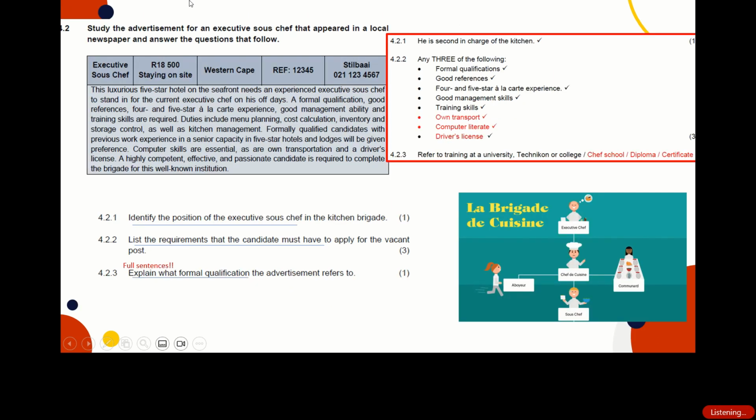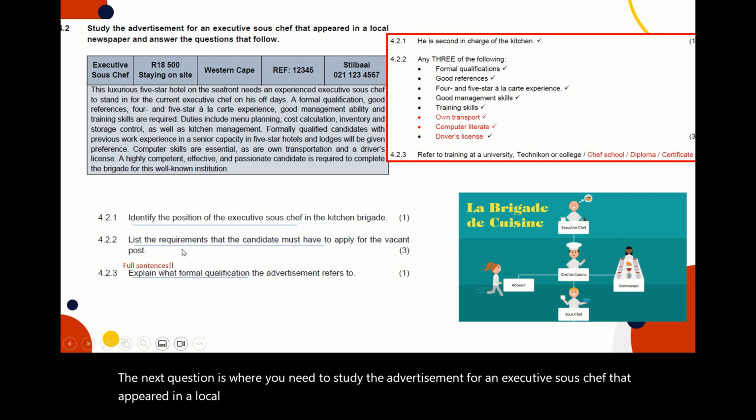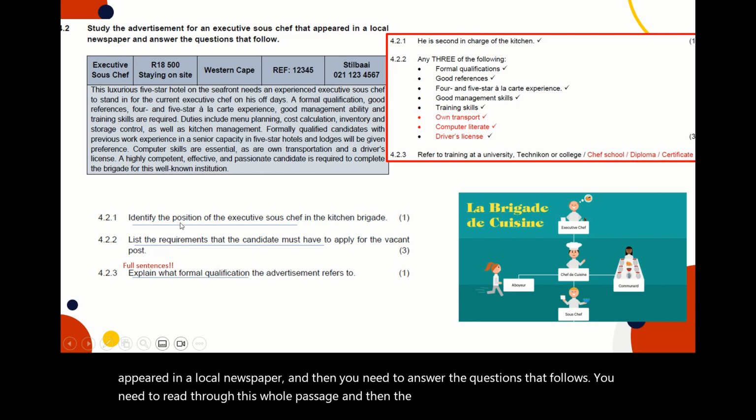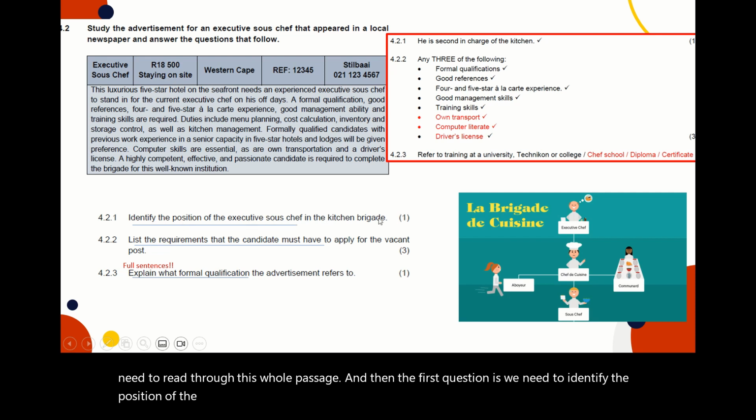The next question is where you need to study the advertisement for an executive sous chef that appeared in a local newspaper, and then you need to answer the questions that follows. You need to read through this whole passage, and then the first question is where you need to identify the position of the executive sous chef in the kitchen brigade.